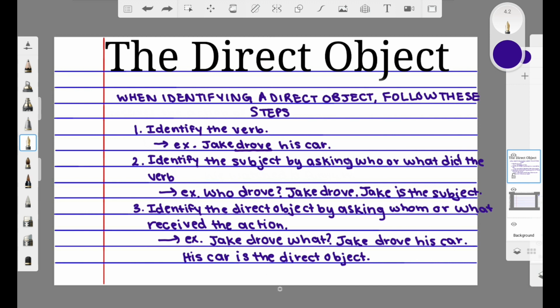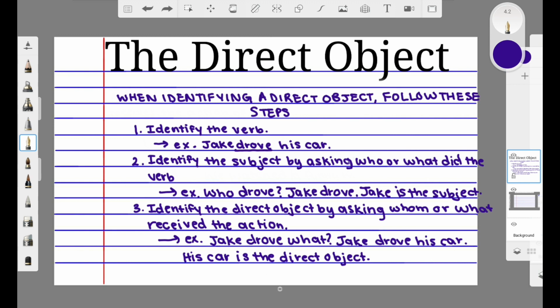Step 2, identify the subject by asking who or what did the verb. Same example, who drove? Jake drove. So Jake is the subject. For more information on subjects, make sure to go rewatch our subjects video.